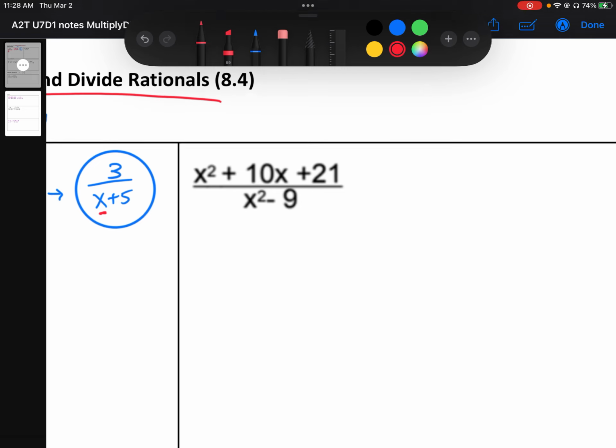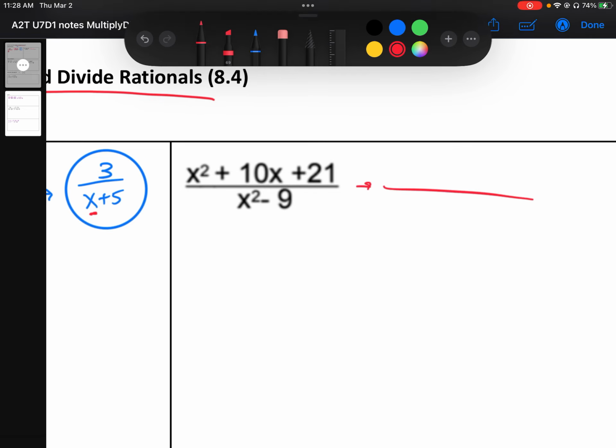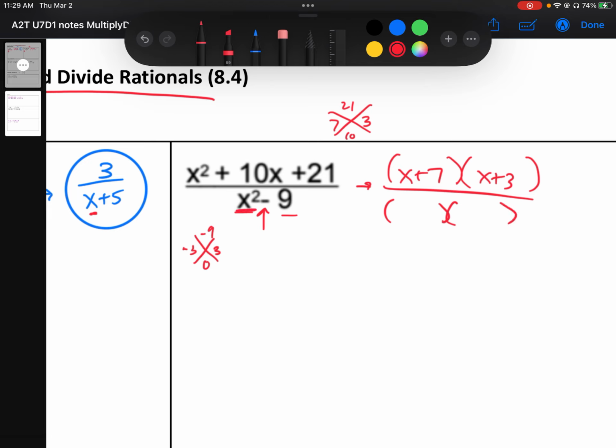Okay, the next one, the trinomial in the numerator. I'm going to factor that out. I've got 21 at the top, 10 at the bottom. What multiplies to 21 and adds to 10? 7 and 3. So that's x plus 7, x plus 3. In the denominator, remember I have a difference, a minus sign, of two things that are perfect squares. So what multiplies to negative 9 and adds to 0? That's 3 and negative 3. Or I can split that up: split up x squared into x and x, and split up 9 into 3 and 3.